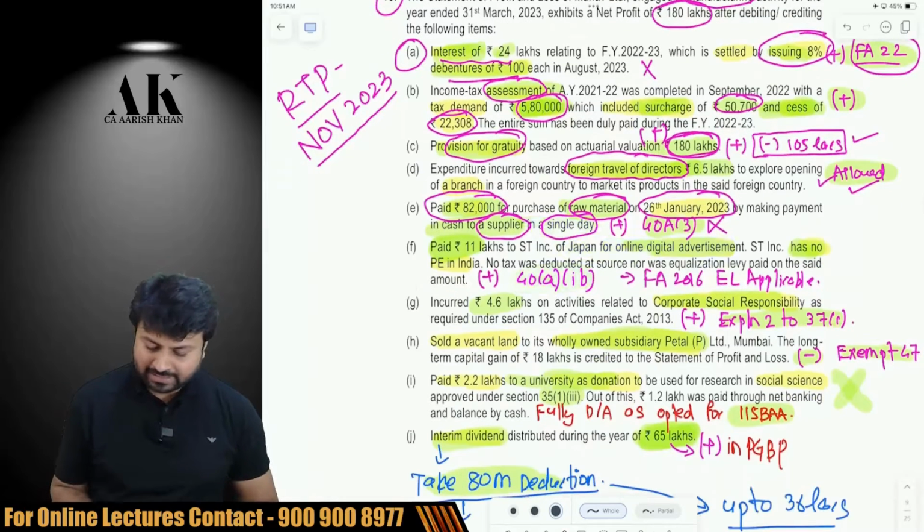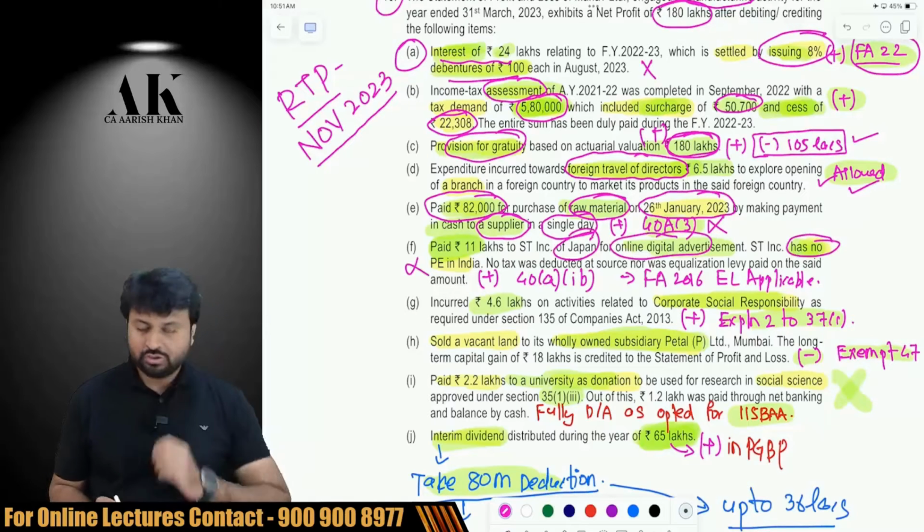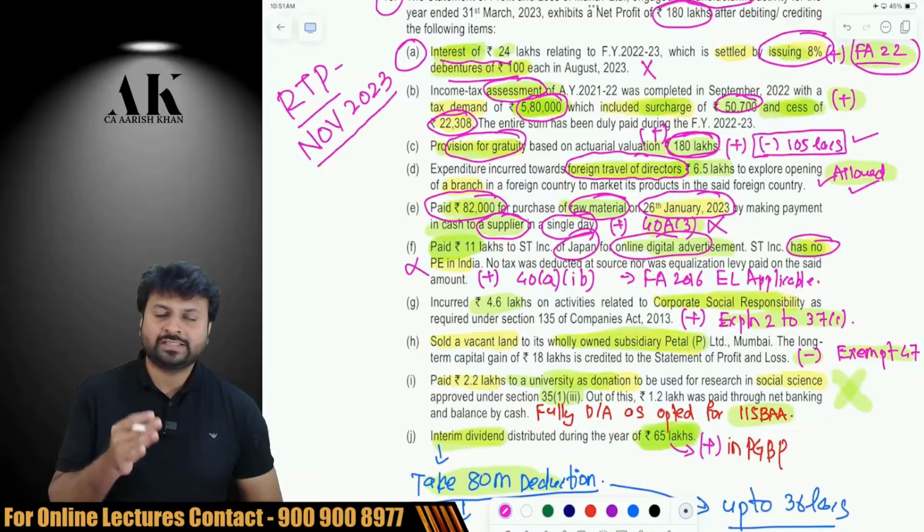Next, there's a Japanese company who is giving you some kind of online advertisement, and this Japanese company does not have a PE in India. Therefore, you should have deducted equalization levy. It is an example of Facebook.